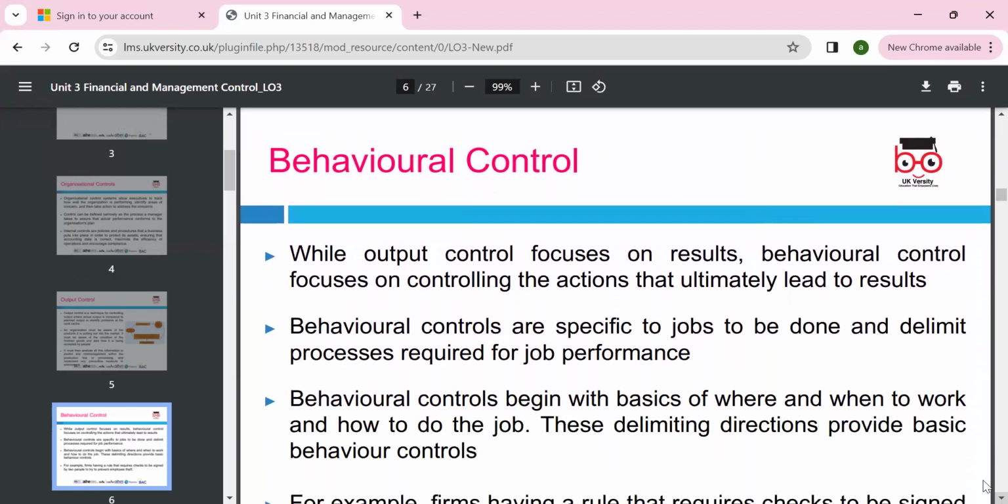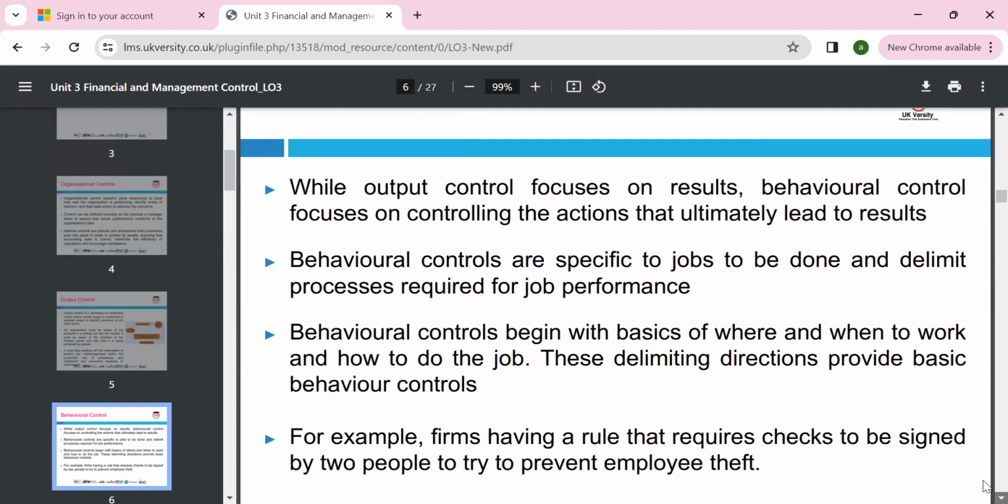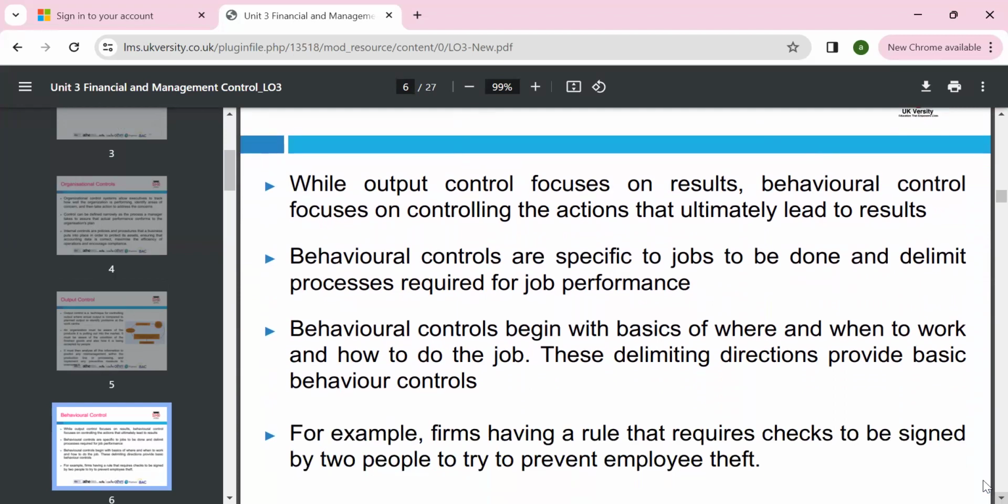So behavior control: while output control focuses on the result, behavior control focuses on controlling the actions that ultimately lead to the result. So that is very crucial.